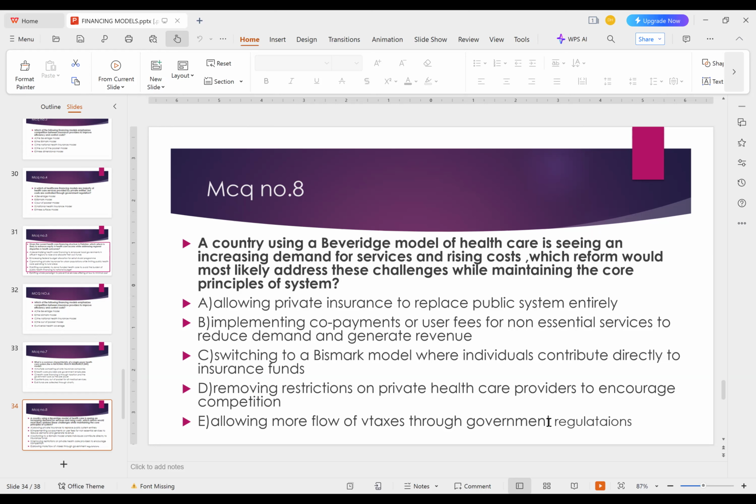Okay, in the Beveridge model, it is mostly seen that we have increasing demand for the services and also rising costs, which are mostly seen in the developed countries. So implementing co-payments or user fees for non-essential services to reduce demand and generate revenue would be the correct answer here.